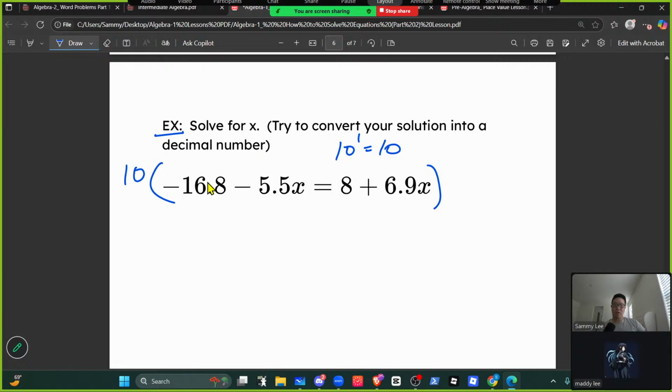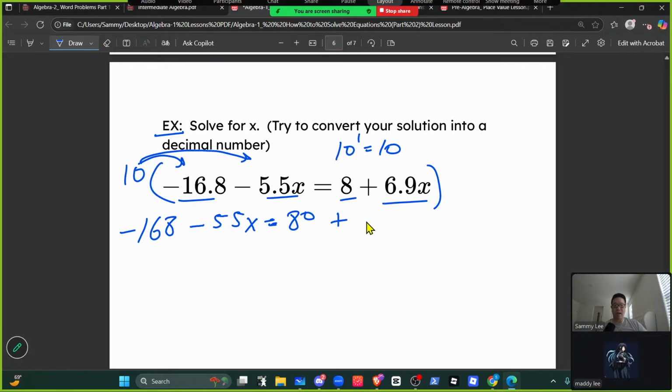Here I'm distributing this 10 across this equation, but you don't even need to actually multiply. Just move the decimal place. Since we're multiplying by 10, all you have to do is move the decimal place one place to the right for each term. So we get negative 168 minus 55x equals 10 times 8, which is 80, and then 10 times 6.9 is 69x. Now we can just solve like we're used to.